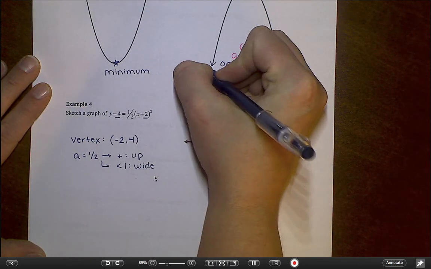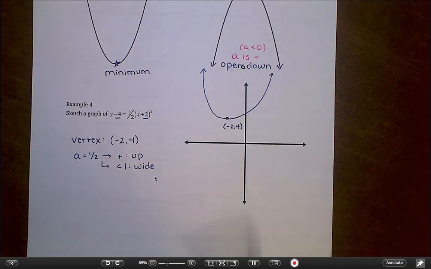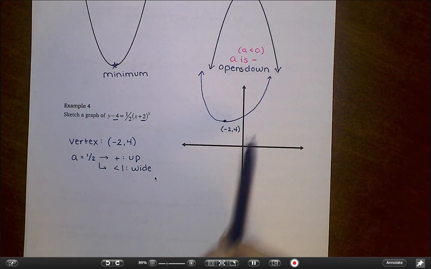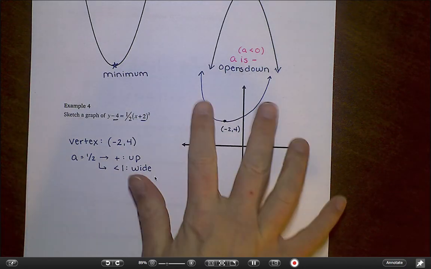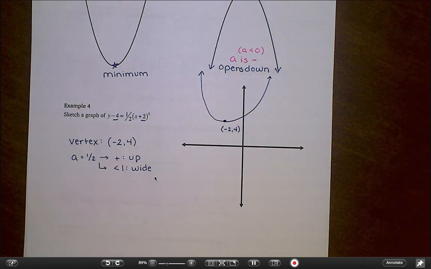And that, by the way, is what I expect on your homework. I expect you to be able to locate the vertex, know which direction your parabola should point in, and know whether it's wider or skinnier than average. I'm not going to get out a ruler and decide if it's wide enough or skinny enough. Just do enough to convince me that you know which one it should be.